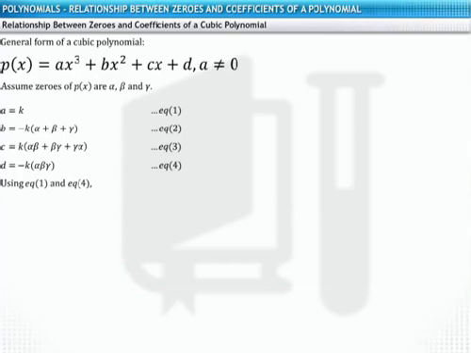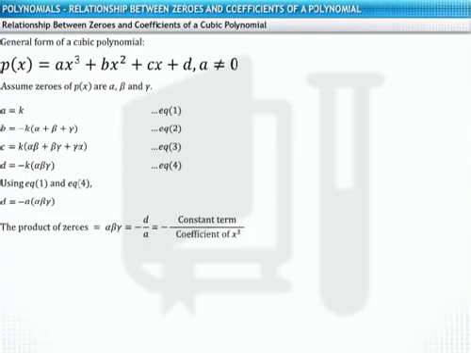Similarly, using equation 1 and 4, the product of zeros is equal to minus d divided by a. Here d is the constant term and a is the coefficient of x cube. Therefore, this equation establishes the relationship between the product of zeros and the coefficients of the cubic polynomial.